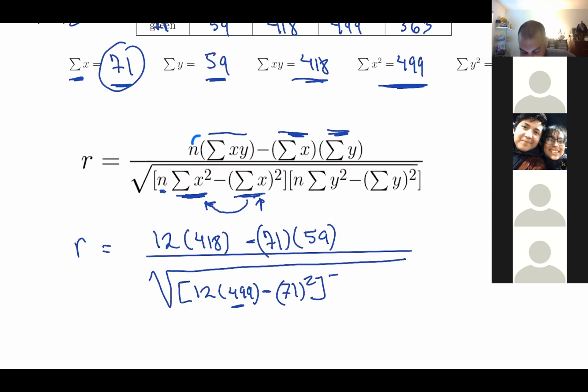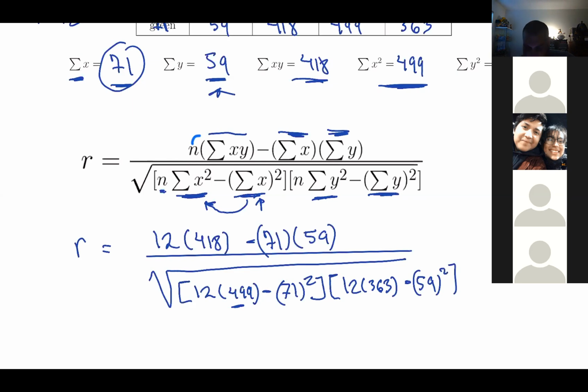All right, so then we put bracket 12. So summation of y squared, which is 363, minus summation of y, which is 59, and you square it.